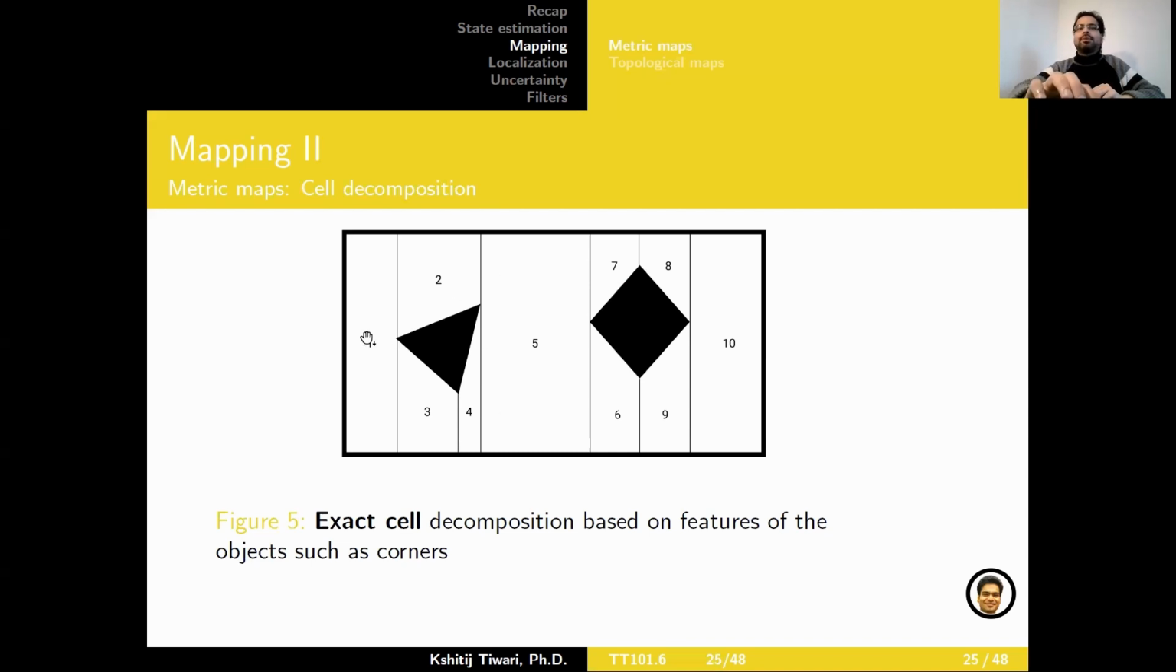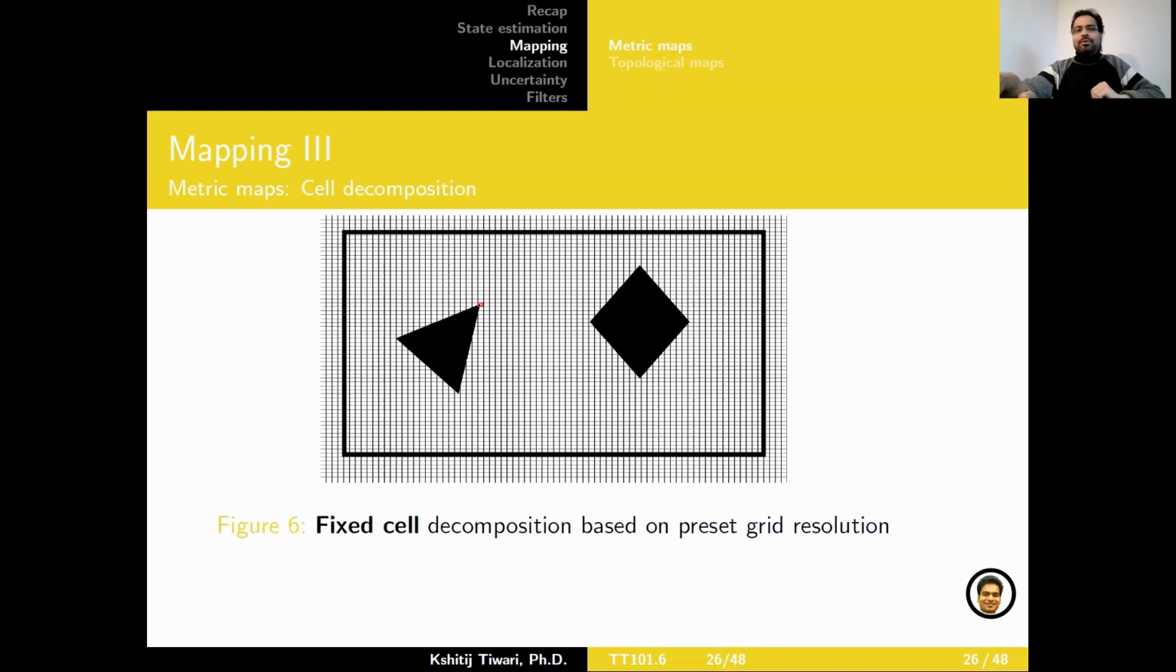So in this case, you will end up with something like 10 cells, and this is an exact cell decomposition. Another way of decomposing it is a fixed cell decomposition, which does not take into account any features of the environment. Imagine you have a graph paper and you impose it on top of your environment, where the grid resolution, which is the size of each of these squares, is preset. So you don't care about what your environment looks like, and you simply superimpose the two things, which then gives you something very nasty sometimes.